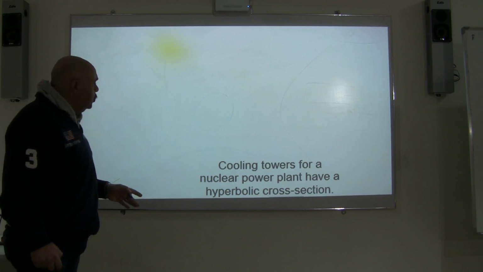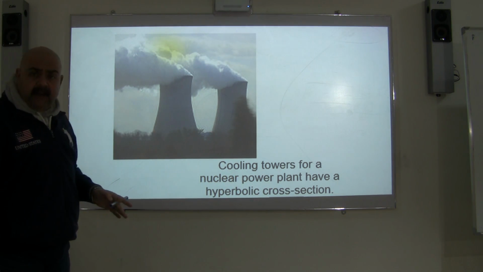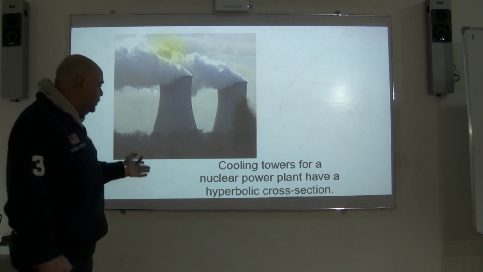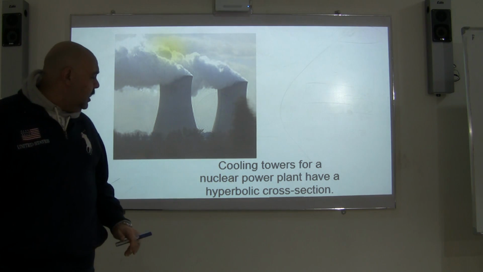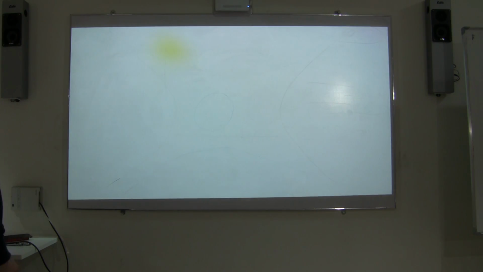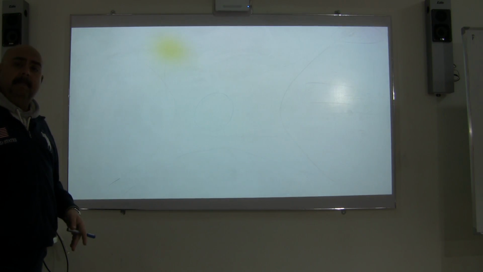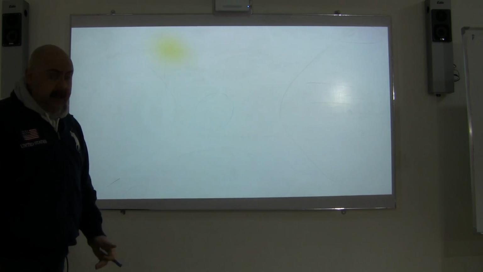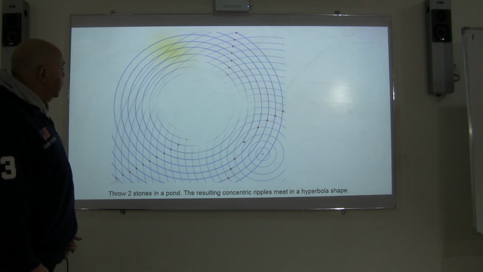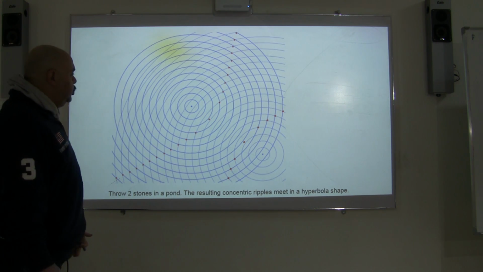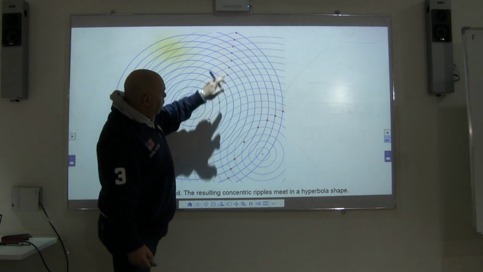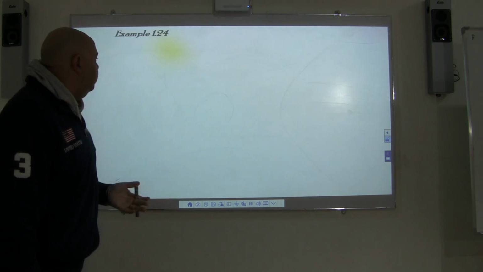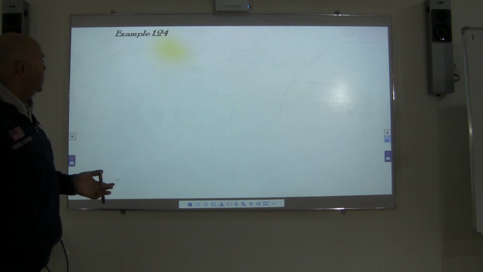Of course, this is used in plenty of applications. One of the very famous applications is like this. The cooling towers for nuclear power plants have a hyperbolic cross section. Also, if you sit near a lake and you throw two stones into the water, the intersections of the waves generated can be connected to each other, giving you also the shape of a hyperbola, as you can see.